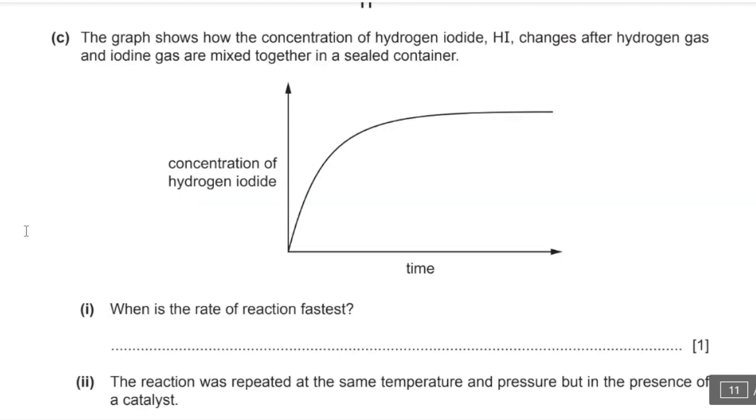C. The graph shows how the concentration of hydrogen iodide changes after hydrogen gas and iodine gas are mixed together in a sealed container. Alright, so you start off with hydrogen and iodine as they react. The concentration of hydrogen iodide, which is made as the product, increases until it reaches equilibrium and remains the same, at which point the concentration of hydrogen iodide, the product, and the reactants remains the same.